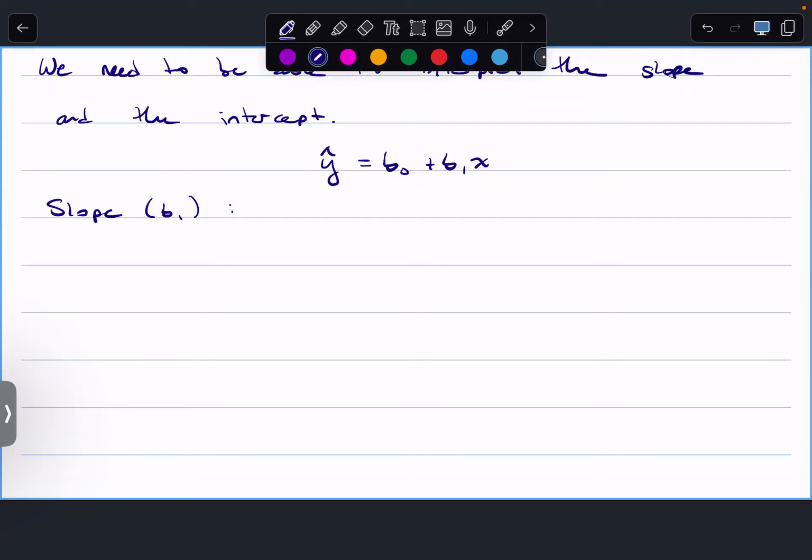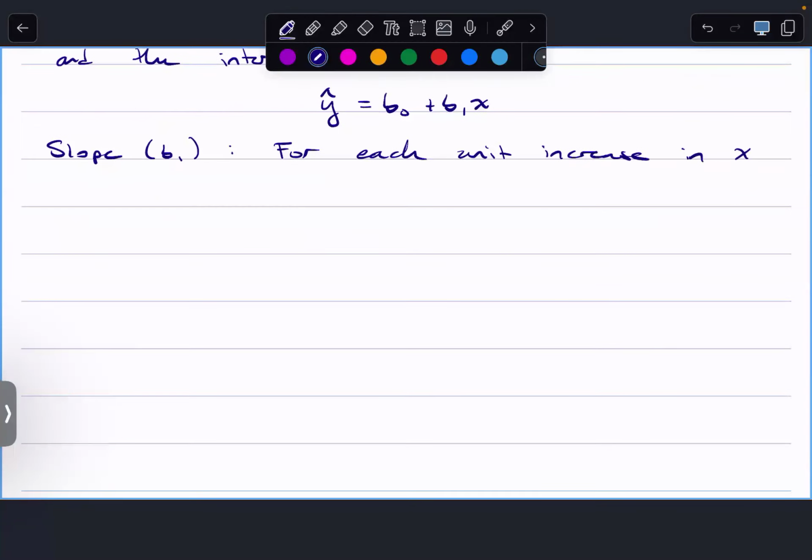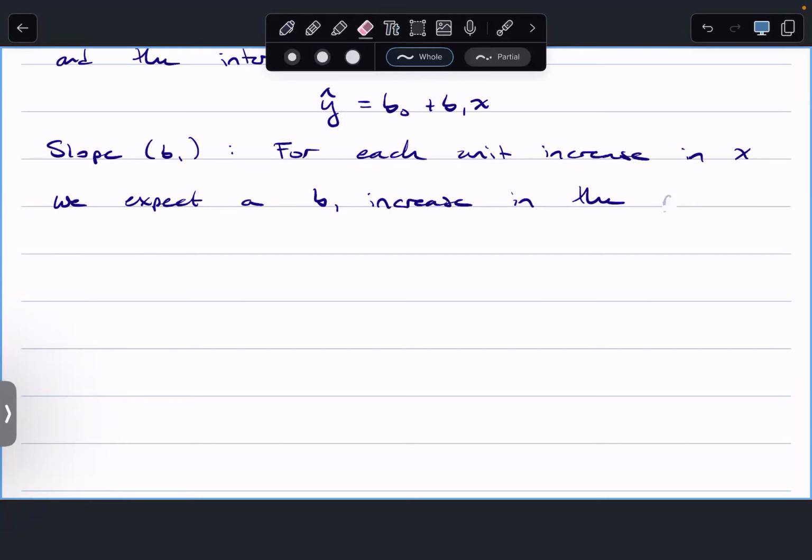And so the slope is, for each unit increase in x, for each unit increase in x, we expect a B1, so a slope increase, in the predicted value of y, and I'll just call it y hat, in the y hat, which is the predicted value of y.